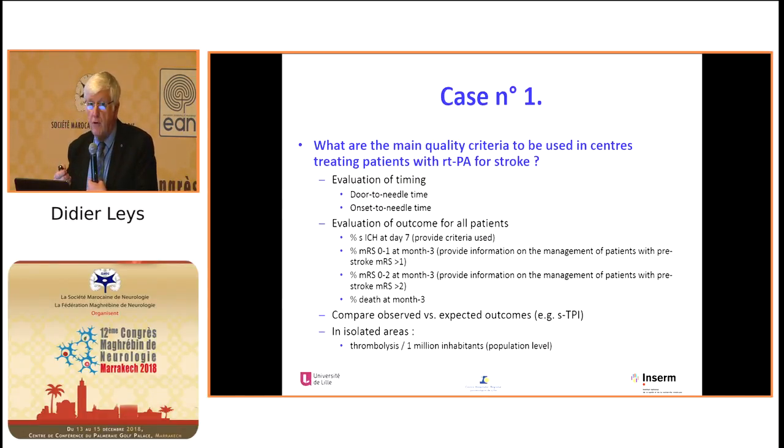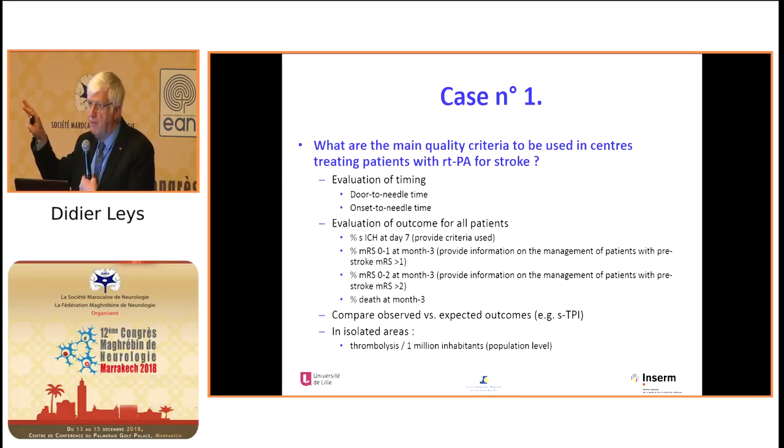Of course, it's not possible for all patients. Sometimes we have good reasons to lose time. If we suspect aortic dissection, for instance, it's better to do what you have to do before, and it will take time. Whereas monitoring is one of the quality criteria for the center.